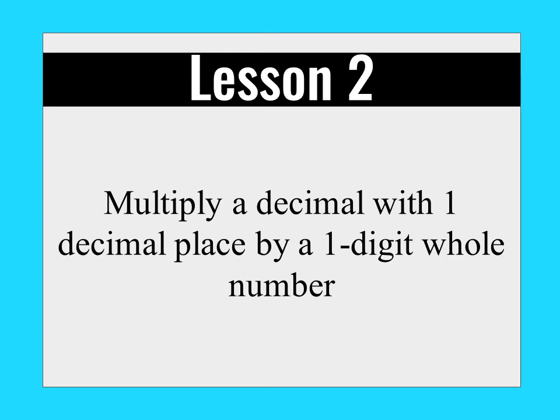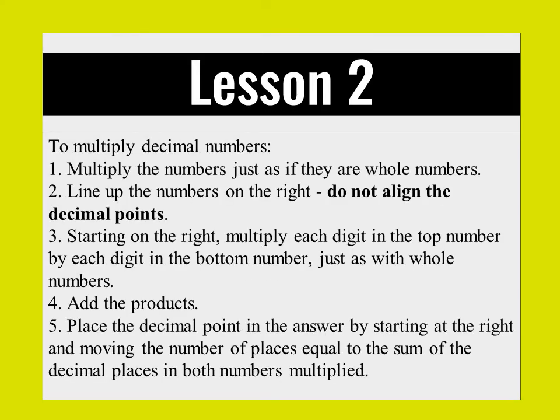Here is the next lesson objective, which is to multiply a decimal with one decimal place by a one-digit whole number. Here are the rules on how to multiply decimals. To multiply decimal numbers, first, multiply the numbers just as if they are whole numbers.